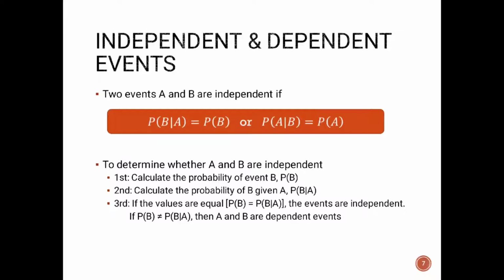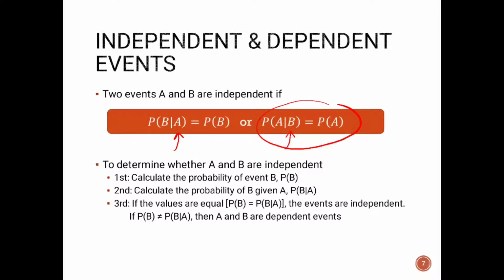Okay, independent and dependent events by looking from the perspective of the conditional probability. Two events are independent if probability of B given A is exactly the same as probability of B. Maksudnya apa ni? Maksudnya event A tak mempengaruhi pun event B. Atau yang ni pun sebenarnya sama sahaja ya, cuma cara penulisan saja. Probability of A given B is the same as probability of A. Maksudnya B tidak mempengaruhi A.